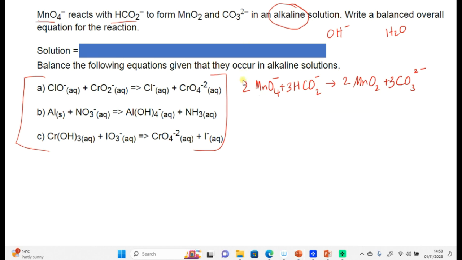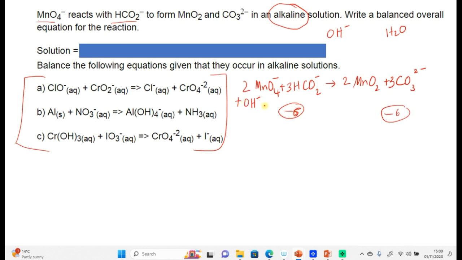Okay, so now let's have a look at the overall charge. 2 minus and 3 minus here. So that's a minus 5 on the left hand side. And here you have minus 6. 3 times minus 2. This hasn't got any charge. So you got an overall charge of minus 6 here. So that means I have to add an OH minus ion onto the left hand side. OH minus, right? 1, just 1 OH minus. That makes the charges now equal on both sides.